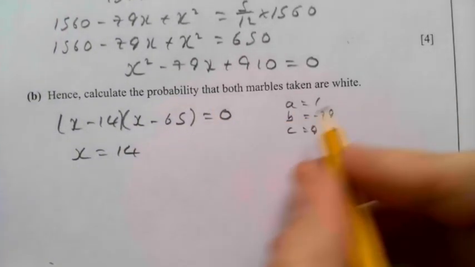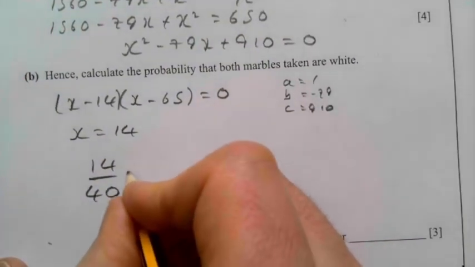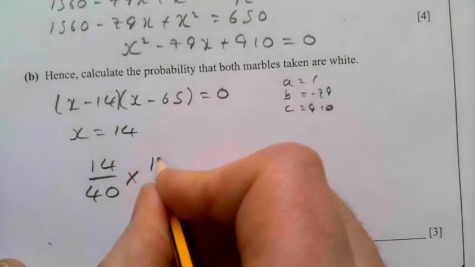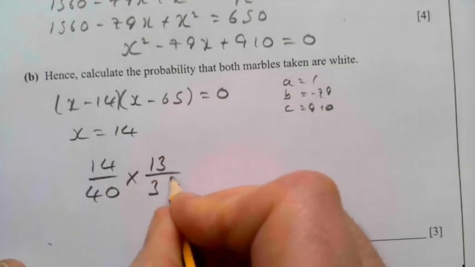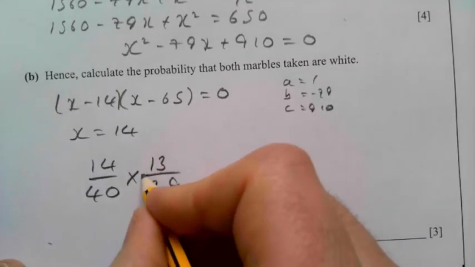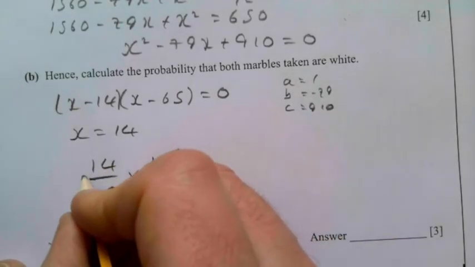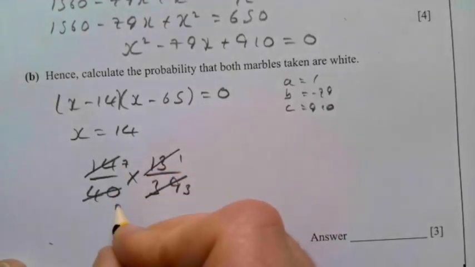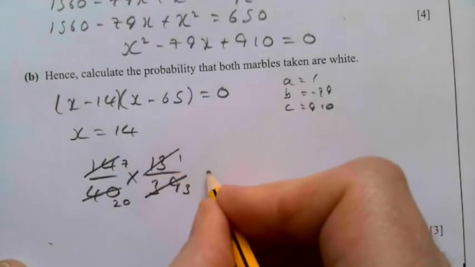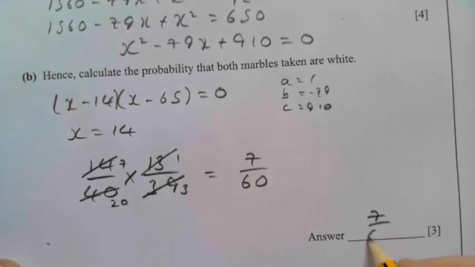So what's the probability both are white? The probability the first one's white is 14 out of 40. The probability that the second one is white is going to be 13 over 39, because the first one was white. That all cancels down. So that goes once, that goes 3 times. Again, you just put this in your calculator anyway. That's a 7, and that's a 20. 7 times 1, 3 times. So the answer then is 7/60. And that's us done.